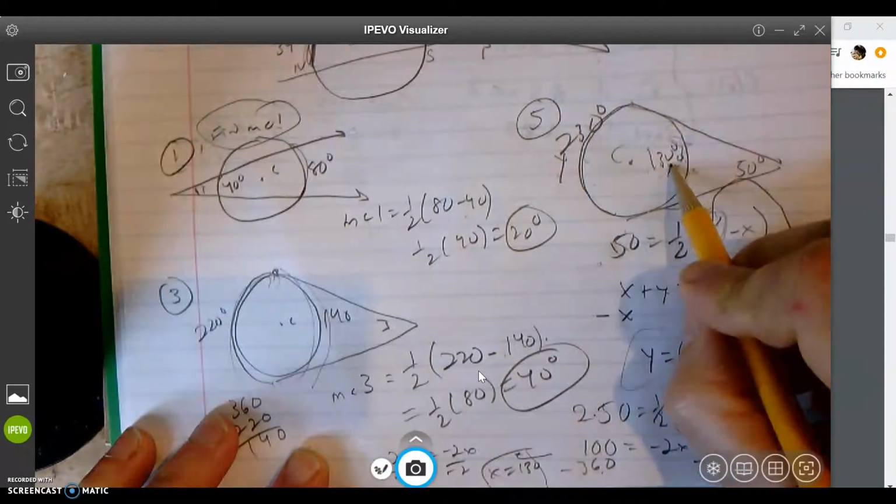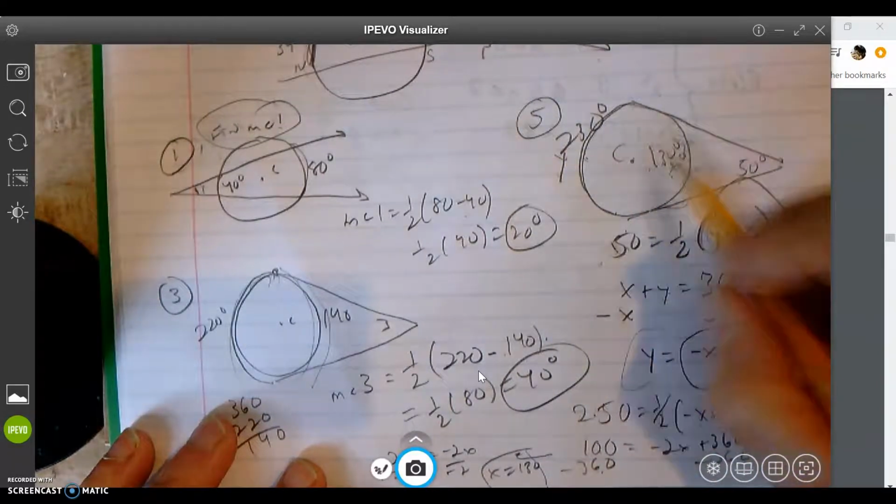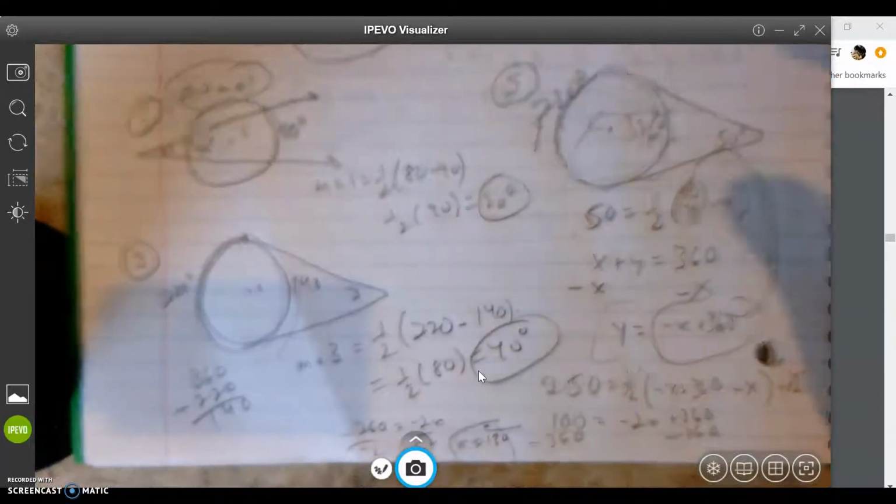Those are 100 apart, and half of 100 is 50. Got it. So 130. That was a hard way to do it, but sometimes you've got to be able to do it that way. You've got to be versatile. You've got to be good at the math.